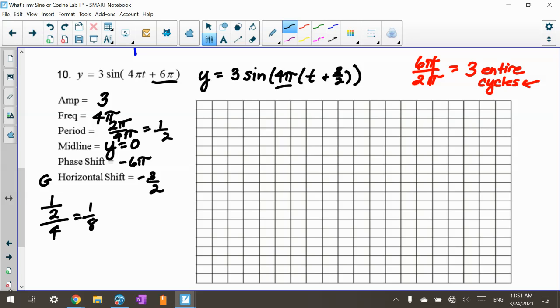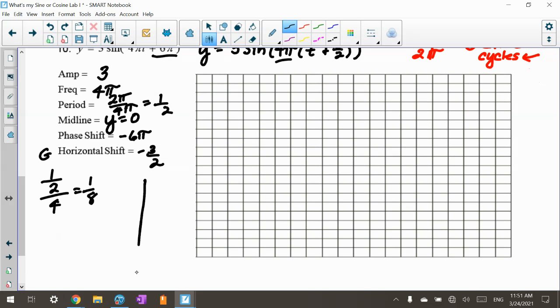So I'm going to do this table like I'm not shifting it, like we've been doing. So here's my table, X and Y. This is a sine curve, so I know it's going to start at midline, but here's 0, 1/8, 2/8, which is 1/4, 3/8, and 4/8, which is 1/2. Because it's sine, it starts at midline. It's not negative anymore. It's going to go up, and the amplitude's 3, so it's going to go up to 3, back down to the midline, down to -3, back up to the midline. So this should be kind of good.